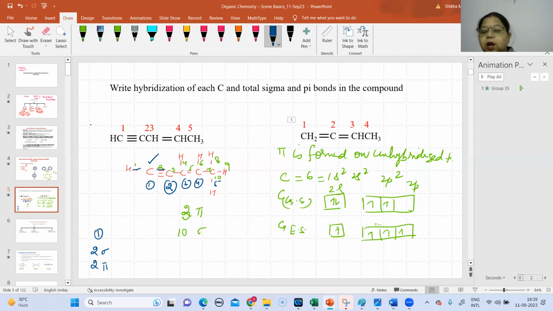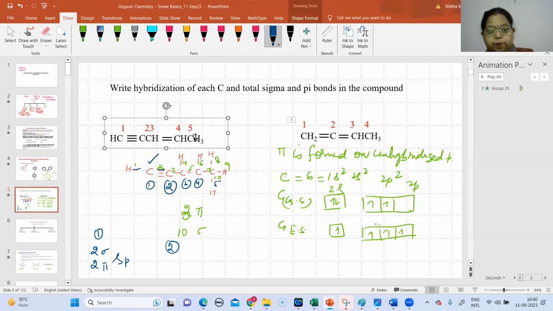So therefore, out of these 4, if I leave 2 p orbitals from hybridization, what I will have? I will have sp hybridization. If I talk about the second carbon atom, this was the first one, which was having 2 sigma, the second one. If I draw the structure of the second carbon atom, let's go to the next page.